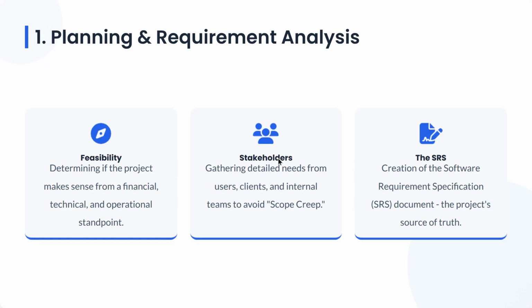Let's discuss phase 1 and phase 2. So, planning and requirement analysis, phase 1 and 2, are where the foundation is laid. We look at feasibility. Can we actually do this? Then we engage with stakeholders to understand their pain points. All of this culminates in the SRS, or software requirement specification. If this document is weak, the whole project will be weak.